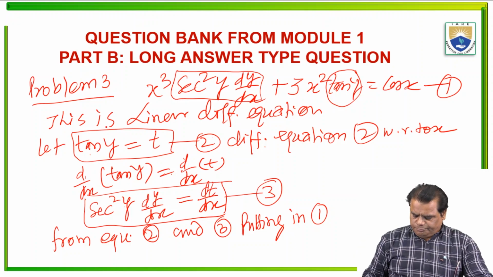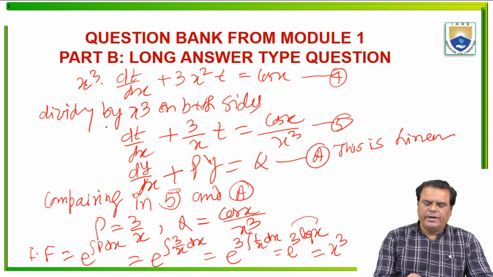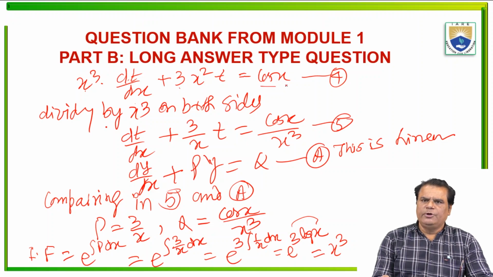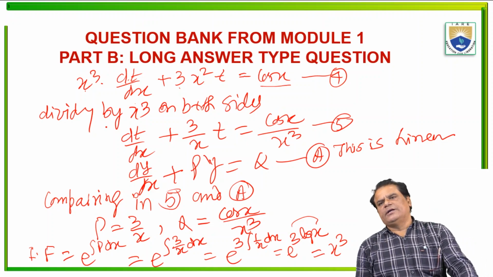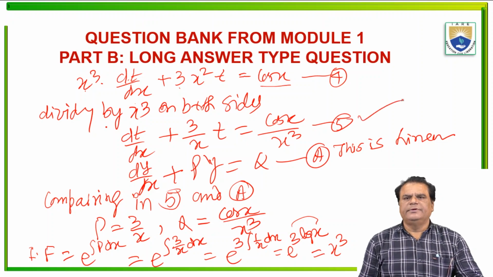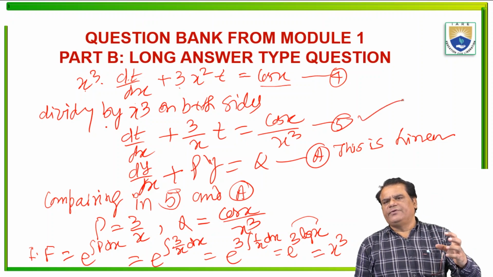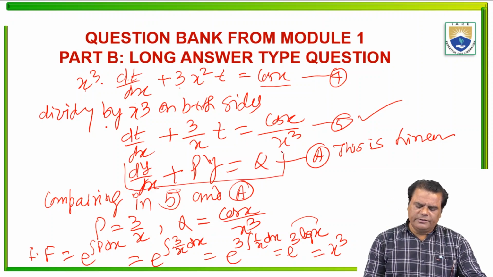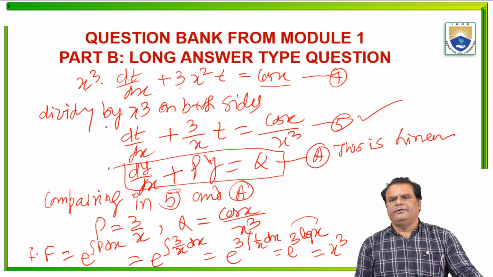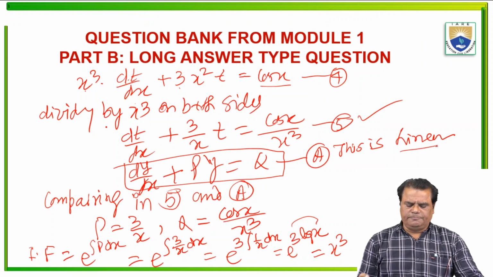After putting this value, x³ dt/dx plus 3x² t equals cos x. This is equation 4. Dividing by x³ on both sides, dt/dx plus 3/x t equals cos x / x³. This is equation 5. This is a completely linear differential equation, of the general form of linear equation.